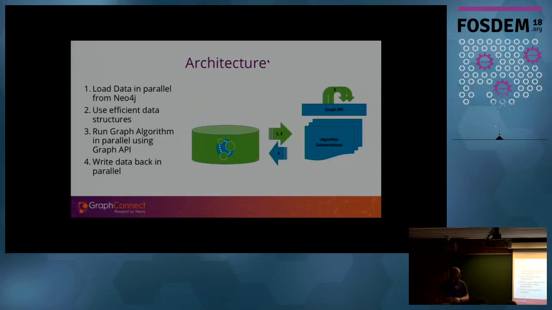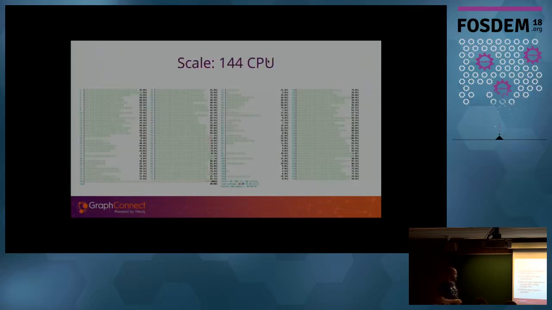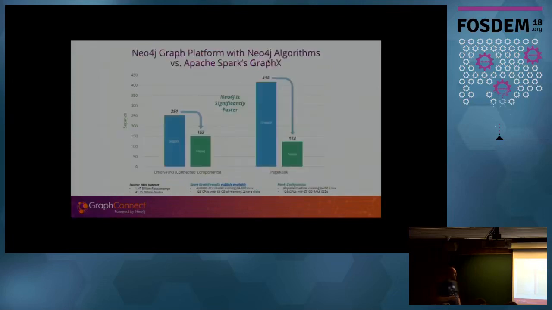Basically, the architecture is like this. Here is our algorithm implementation. We access Neo4j in parallel to get the data into our data structures, run the algorithm in parallel, and write the results back to Neo4j. As you can see, for instance, this is an HTOP from a machine with 144 CPUs, which runs PageRank, and they're all pretty busy, so that's nice. We really utilize our CPUs well.